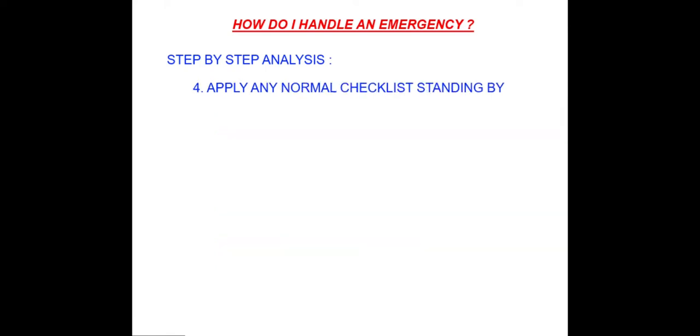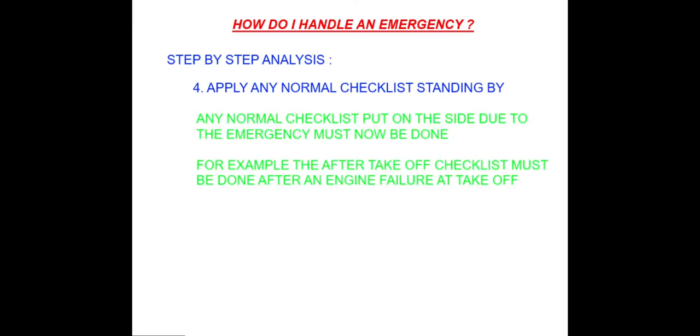Step 4. Apply any normal checklist standing by. Any normal checklist put on the side due to the emergency must now be done. For example, the after takeoff checklist must be done after an engine failure at takeoff. This is to be done after the correct emergency checklist is completed and the aircraft is secured.